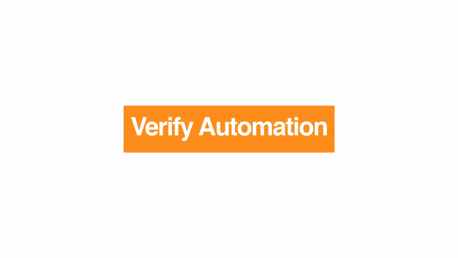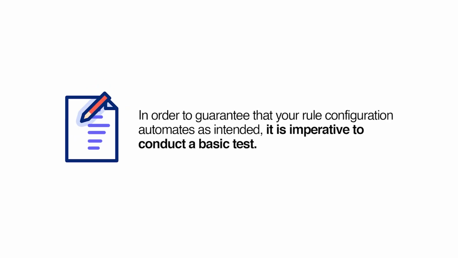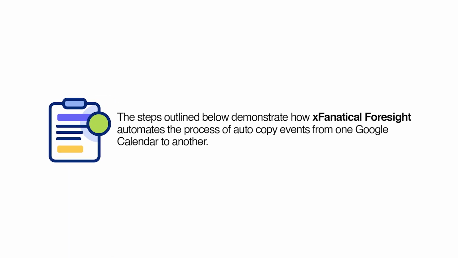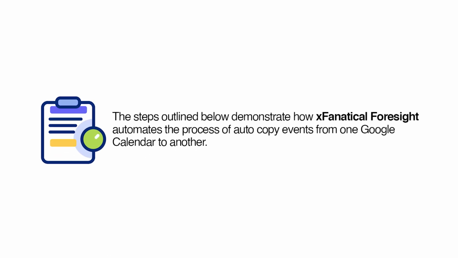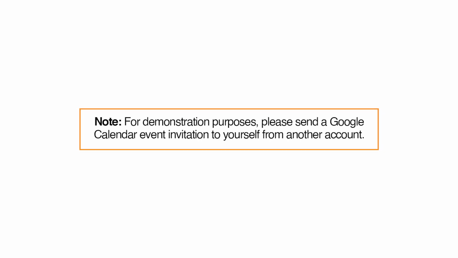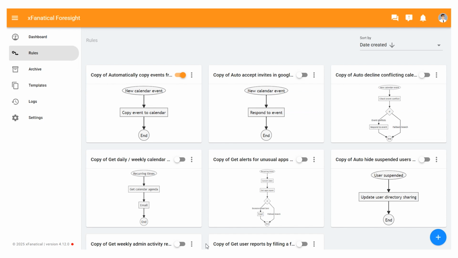Verify automation. In order to guarantee that your rule configuration automates as intended, it is imperative to conduct a basic test. The steps outlined below demonstrate how xFanatical Foresight automates the process of auto-copying events from one Google Calendar to another. Note: for demonstration purposes, please send a Google Calendar event invitation to yourself from another account. The rule will be triggered upon receiving a new calendar event invitation in Google Calendar.